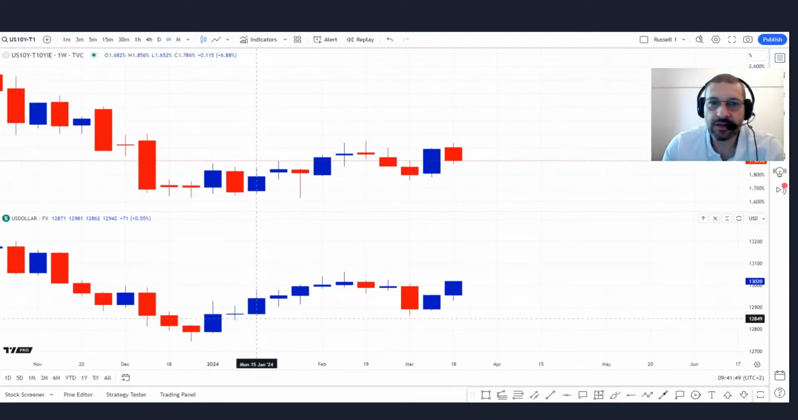Okay, the top chart is the real rate. The bottom chart is the US dollar.